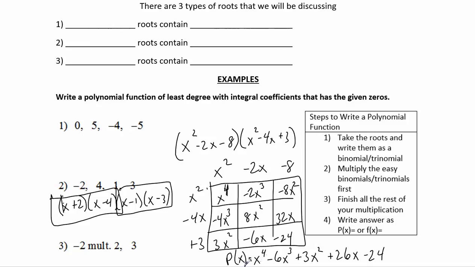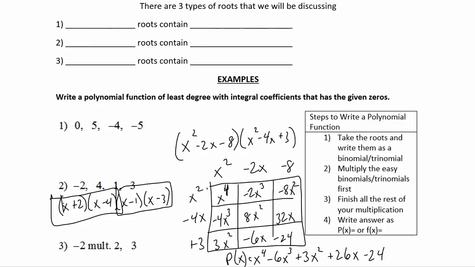So here we are with the answer. We got p of x is equal to x to the 4 minus 6x to the 3rd plus 3x squared plus 26x minus 24. You can see the diagonals in this one actually did work. You can combine those. So again, if you need help multiplying a 3 by 3 box, go to the last section, 4.2, and work on that. But I'm going to skip those steps here, make them a little bit quicker.